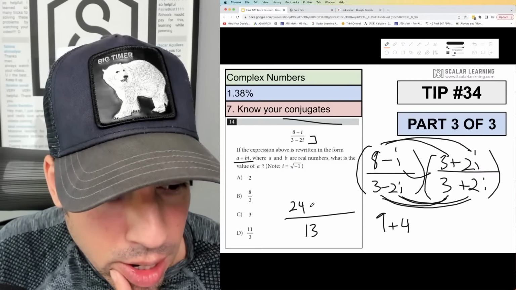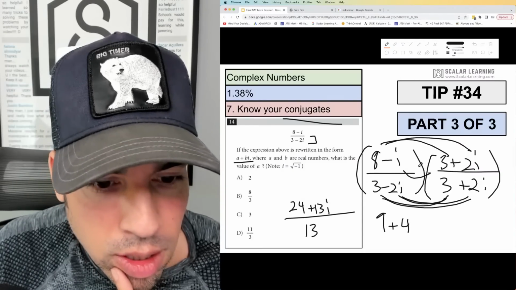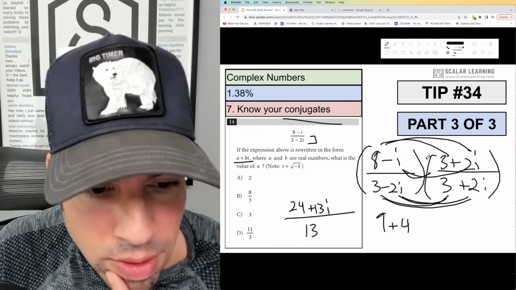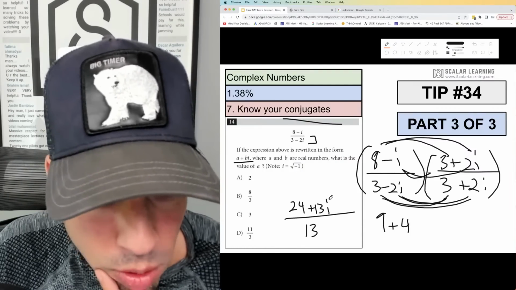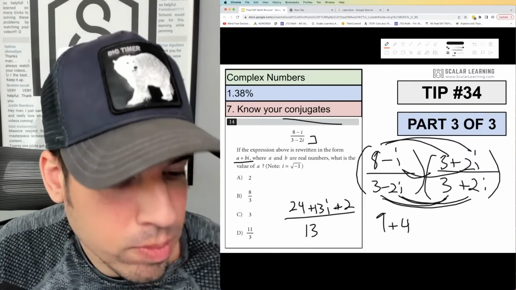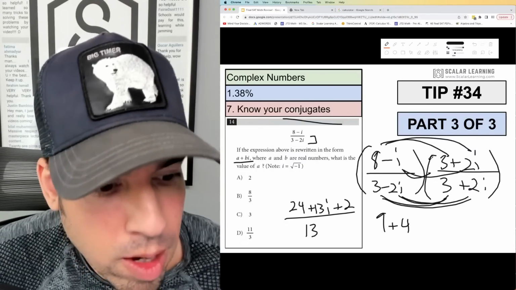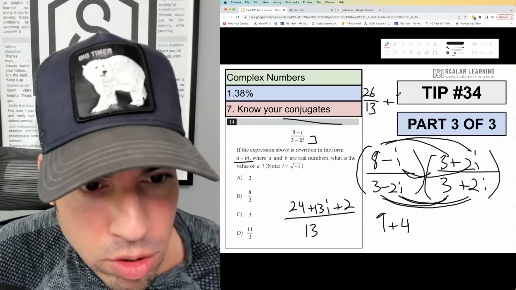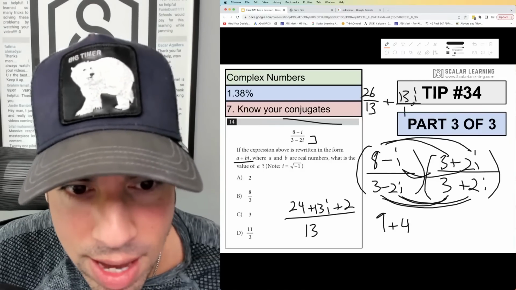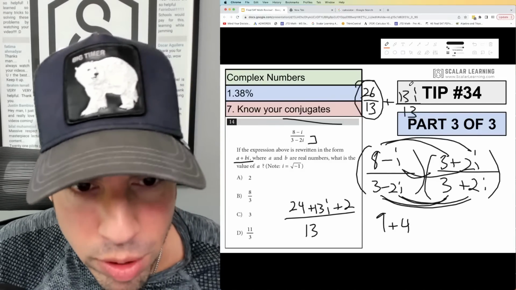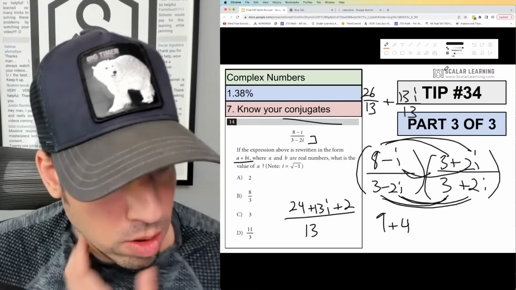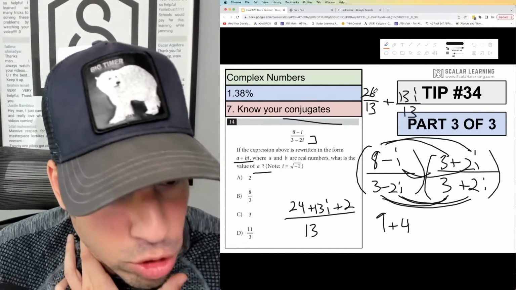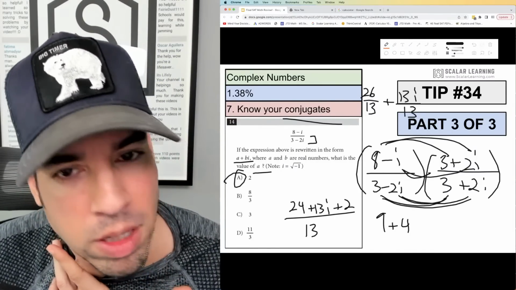16i, negative 3i is 13i. And then negative i times 2i is negative 2i squared, which is positive 2. I squared is negative 1, that's why. So then we get 26 over 13 plus 13i over 13. That is my a plus bi. Real number, imaginary part. And then they want the a value, which is 26 over 13, which is 2. Boom, done.